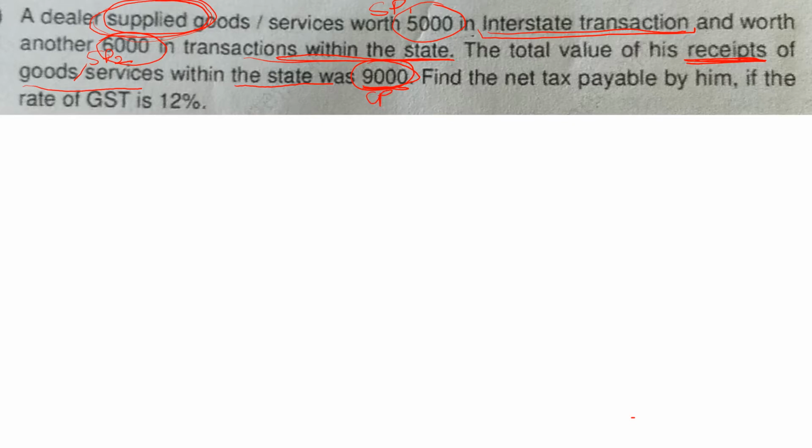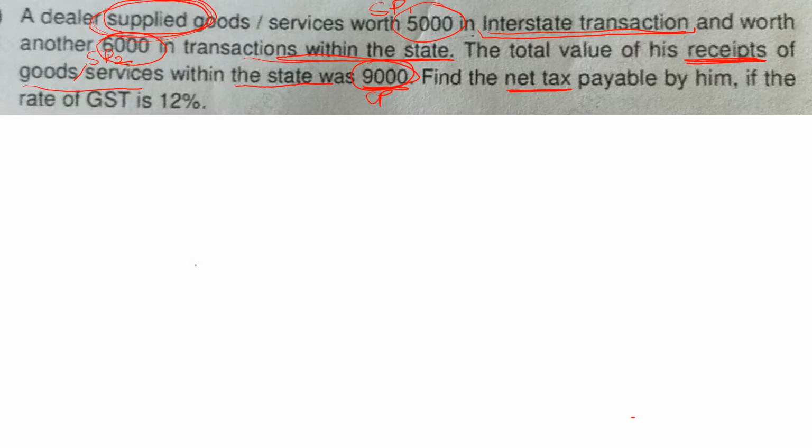Now what is important over here is to find the tax output and the tax input. Remember, tax output depends upon SPs and tax input depends upon CP. We have to find the net payable tax. The net tax payable by him will be tax output minus tax input.